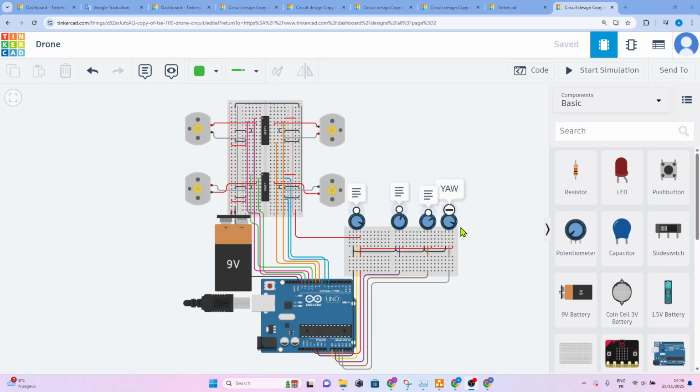So I think this is all for this part of the tutorial related to Autodesk Tinkercad, Arduino simulation, and Arduino programming.